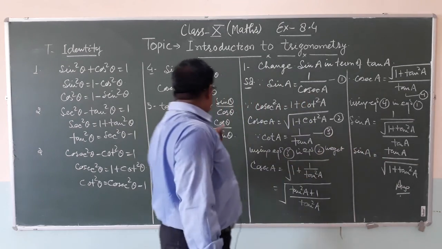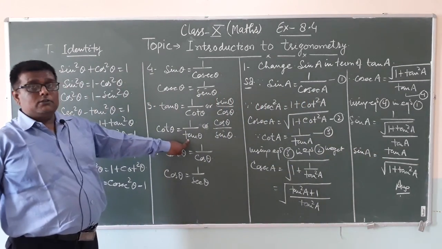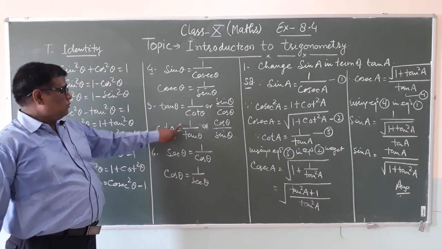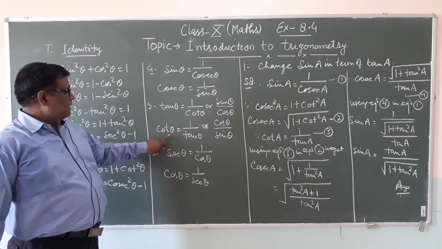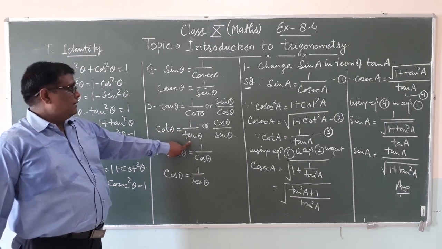Suppose we have to change cot A in terms of tan A. So we write cot theta is equal to 1 upon tan theta. So cot A is equal to 1 upon tan A.